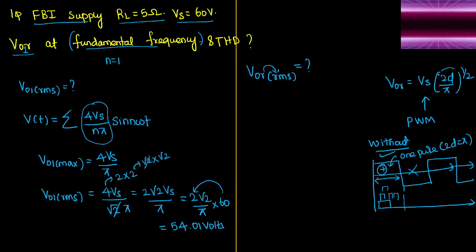See, if I substitute 2D equal to pi, then what will happen? Pi by pi will get cancelled. Root of 1 will become 1. So it clearly stands that the value of output RMS voltage V0 will be equal to supply voltage.